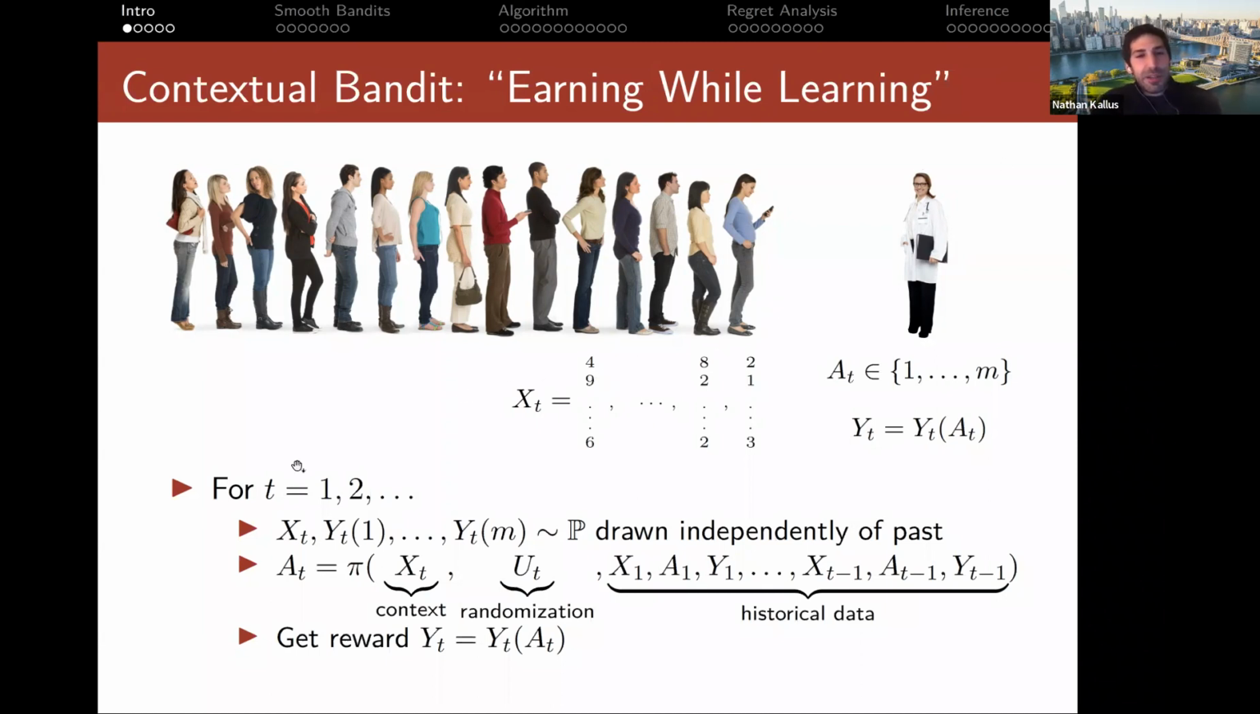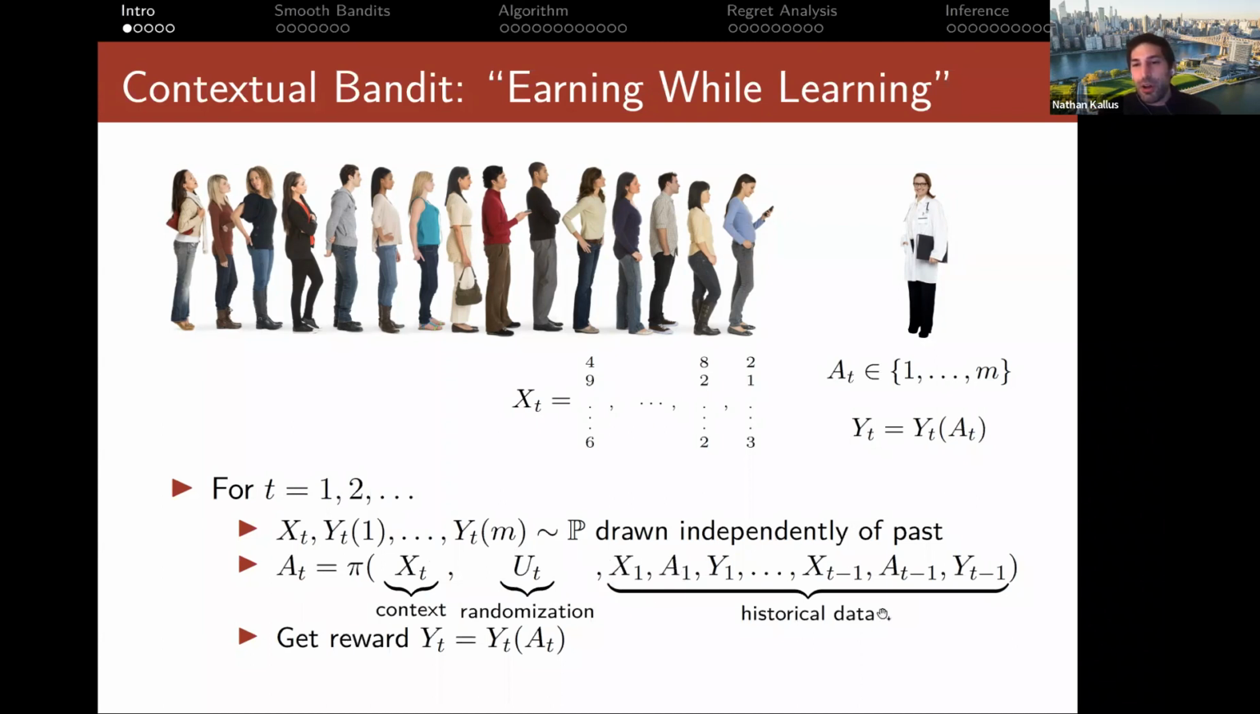For each time step, little t equal to 1, 2, etc., we're going to encounter a unit drawn from some population of units described by some distribution p. And each unit is going to be associated with some baseline covariates xt, which are available to us to observe before we have to make the decision. These are also called the context variables. This is the context for the decision, and also m potential outcomes for each one of the actions we can take. The action we take at time t is going to be a function pi, for policy, of the context, because we're trying to make the best decision within the context. It can also depend on some randomization, because that can come in useful.